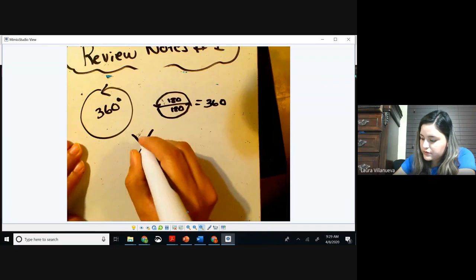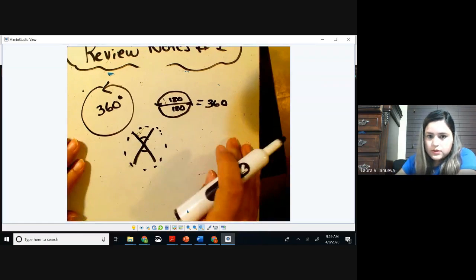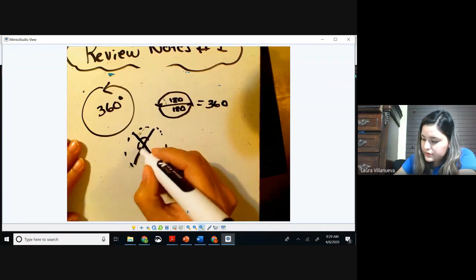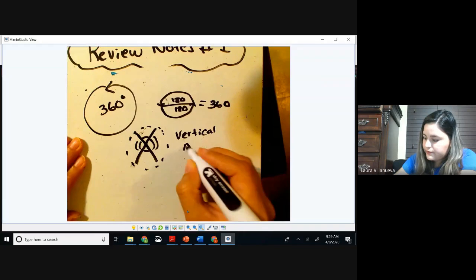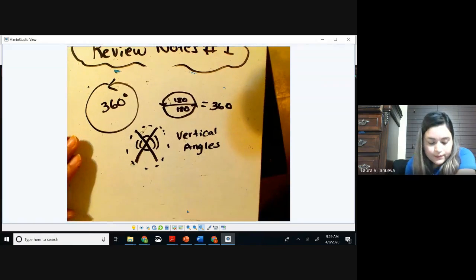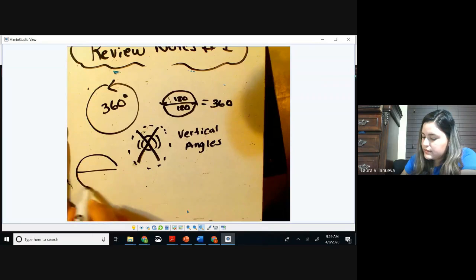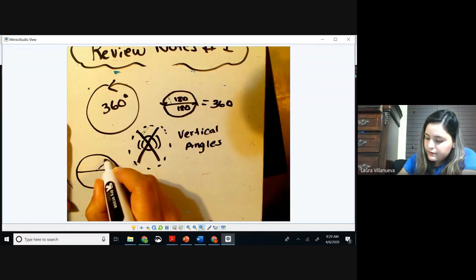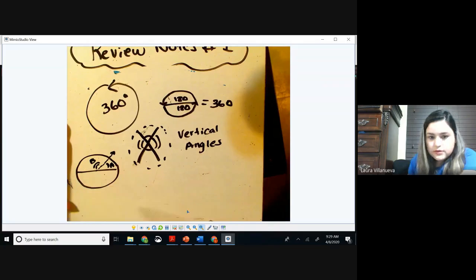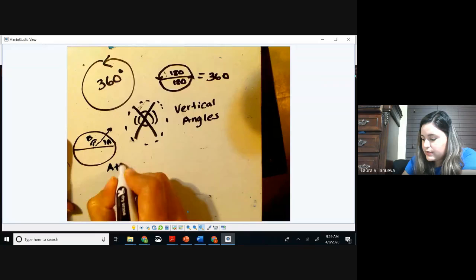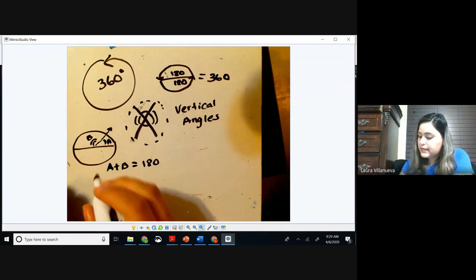If you have vertical angles within the circle, then that means these are equal and these are equal as well. And these are called vertical angles. And then we have our linear pair. So if you have a circle, a semicircle, and then you have this one plus this one, I'm going to say A plus B. Remember that A plus B equals 180. And that's called a linear pair.